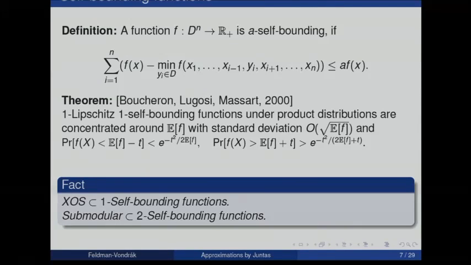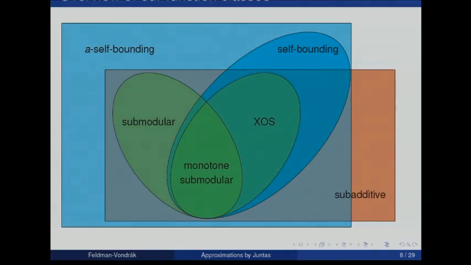And these functions are also related to the other classes in the following sense. These functions are more general. So XOS functions are 1-self-bounding, and submodular functions are 2-self-bounding. The 2 is just because of the possible non-monotonicity of the function. If you take a monotone submodular function, then it's 1-self-bounding. All right, so this is the landscape of these functions.